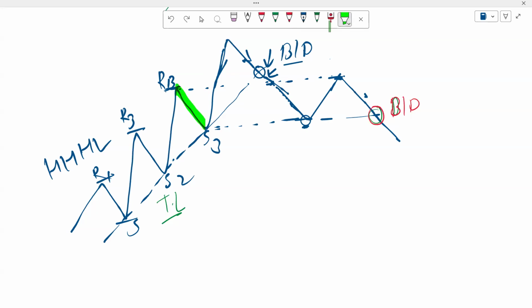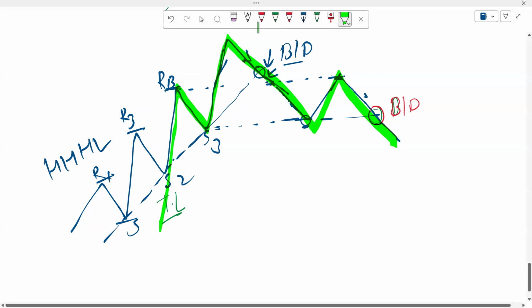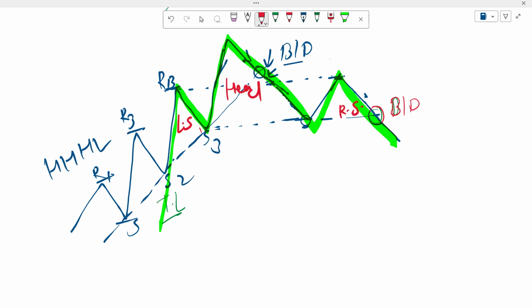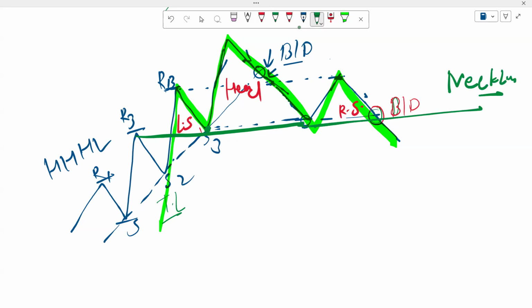Let me draw. This is forming a typical head and shoulder top pattern. Are you able to see this pattern? This is your left shoulder. This is your head, and this is your right shoulder. And this is your neckline. How does a neckline look? You just join these points. Let me join properly. This is your neckline. In the head and shoulder pattern, price has to break this neckline. This is a breakdown of the neckline.